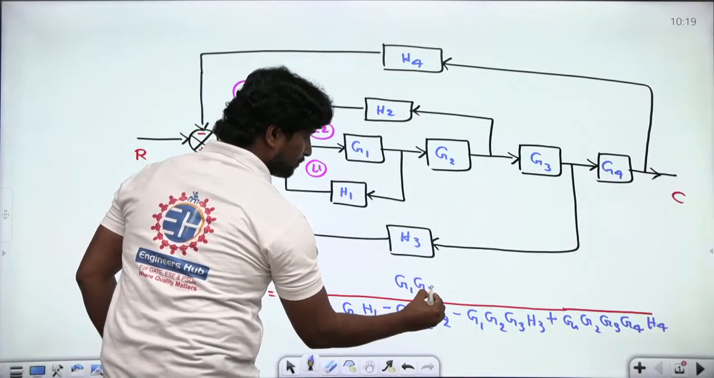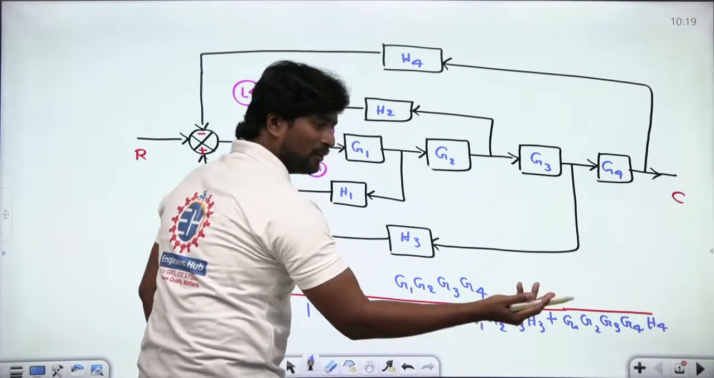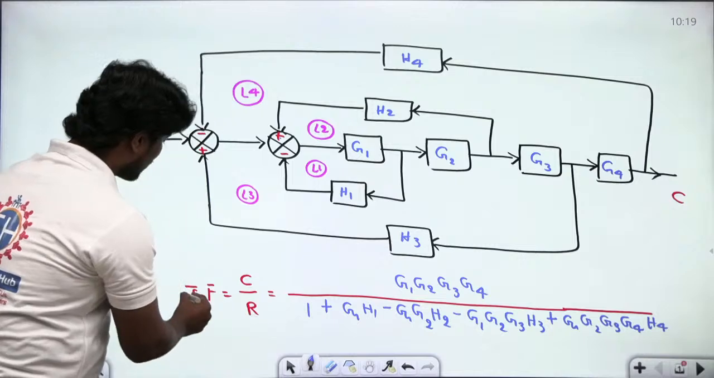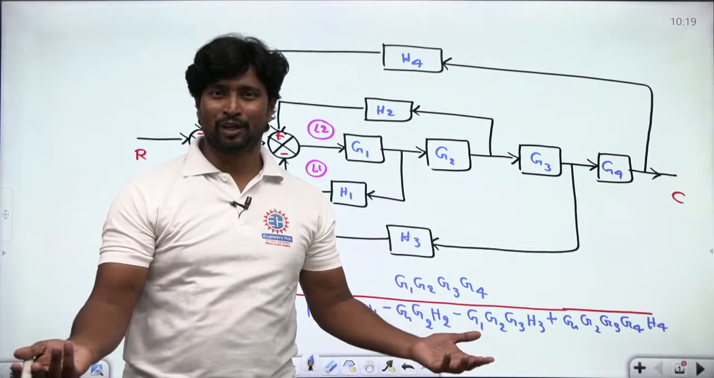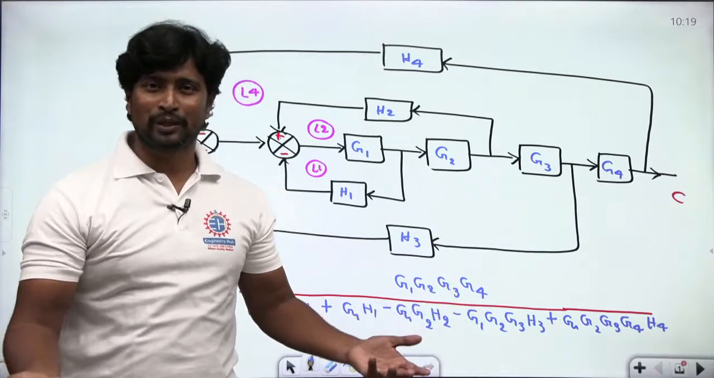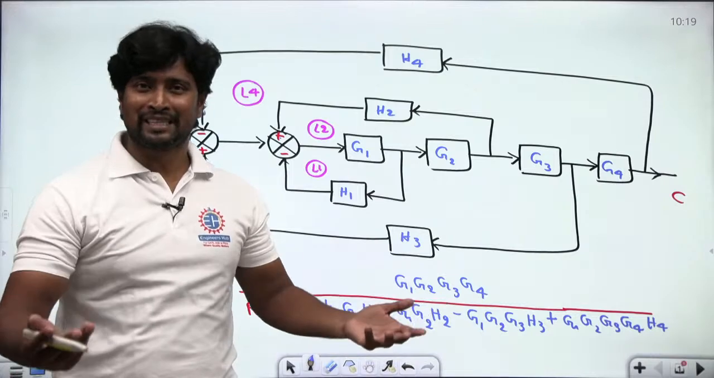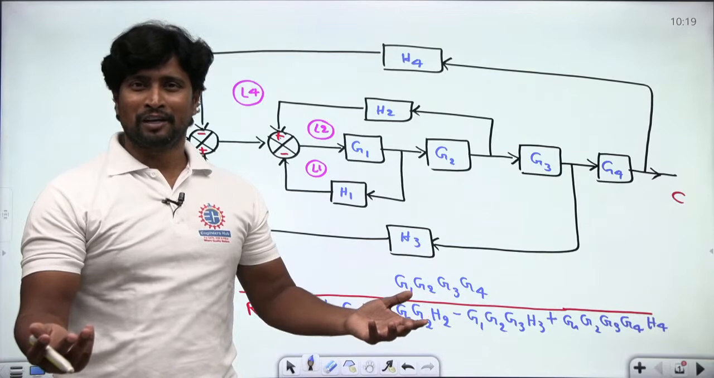G1, G2, G3, G4. It contains only a single forward path. Answer is over, guys. Check once. No need for any summing point movements, no need for any take-off point movements, no need to calculate the closed loop transfer functions, no need to use the cascading connections, no need to use the parallel connections. Nothing will be utilized here.